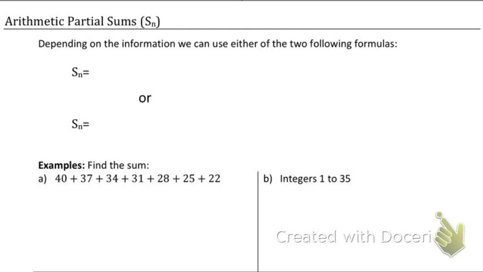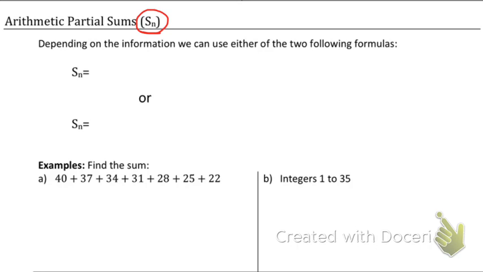So arithmetic partial sum. The symbol for that is S sub n. That stands for partial sum of an arithmetic sequence. Remember, everything we're learning today just works with arithmetic, all right? So it has to have a constant difference. 1 through 100 is obviously arithmetic because you count up by 1 each time. You keep adding 1.